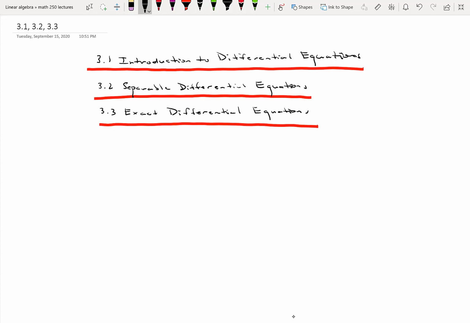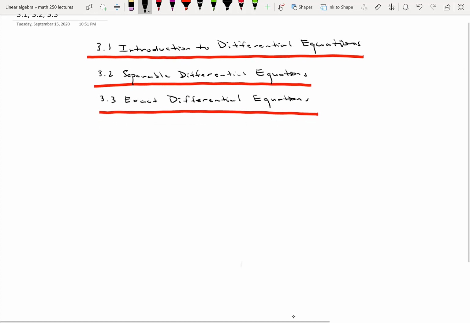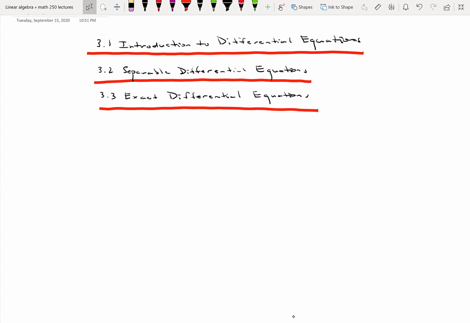In fact, let's be a little more basic and talk about what the definition of a differential equation is. A differential equation is nothing more than any equation that has one or more derivatives of a function in it. So if your equation has a derivative or 2 derivatives or 3 derivatives of a function in it, it's called a differential equation. So here's some examples.